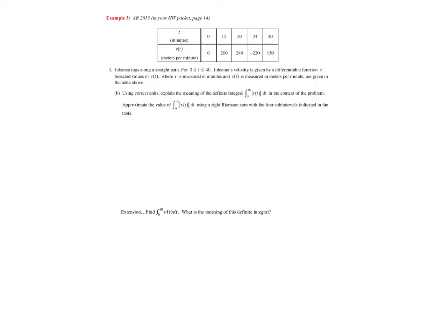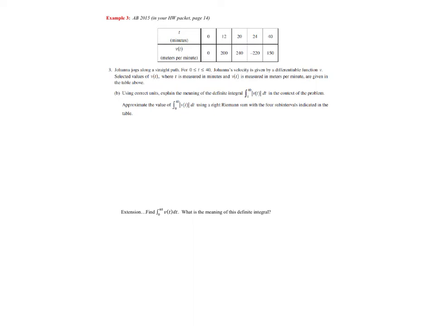Johanna jogs along a straight path. For the interval from 0 to 40, Johanna's velocity is given by a differentiable function v. Selected values of v of t, where t is measured in minutes and v of t is in meters per minute, are given. Using correct units, explain the meaning of the definite integral from 0 to 40 of the absolute value of v of t in the context of the problem.